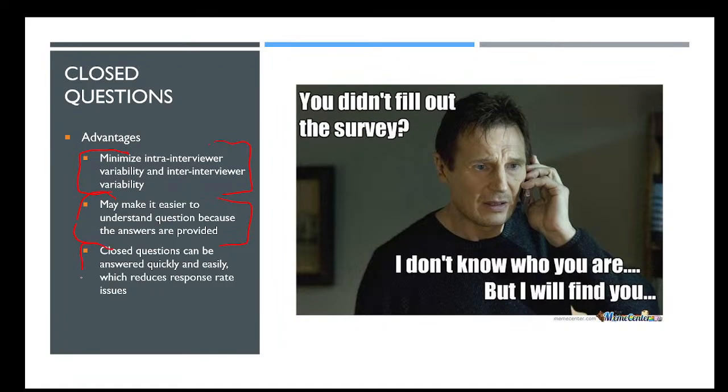Okay, and this is the big one. Closed questions can be answered quickly and easily, which can reduce response rate issues, right? Because going through 20 or 30 or even 40 multiple choice questions is a relatively quick thing. So people can do it relatively quickly, as opposed to writing a lot, which is going to take a lot of time and reflection, right? And people are time-strapped. Sometimes they're lazy. Sometimes they didn't really want to do your survey. So closed questions will make it easier for you to get a higher response rate.